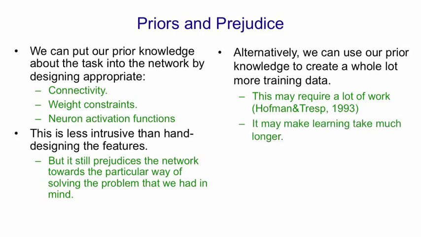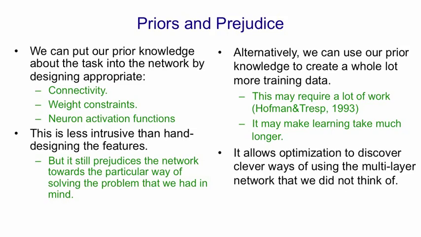Of course, if you generate a lot of synthetic data, it may make learning take much longer. So in terms of the speed of learning, it's much more efficient to put in knowledge by using things like connectivity and weight constraints, as was done in LeNet 5. But as computers get faster, this other way of putting in knowledge, by generating synthetic examples, begins to look better and better.